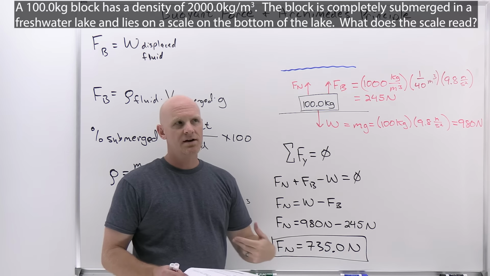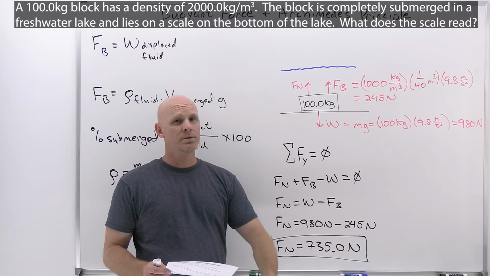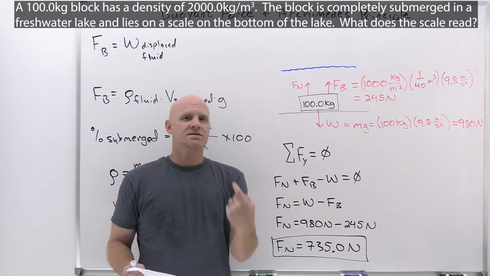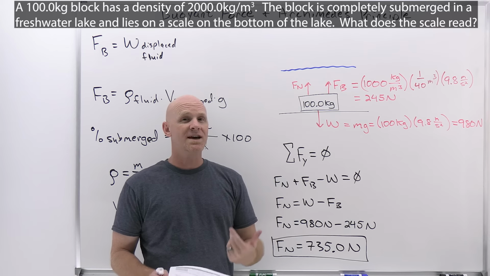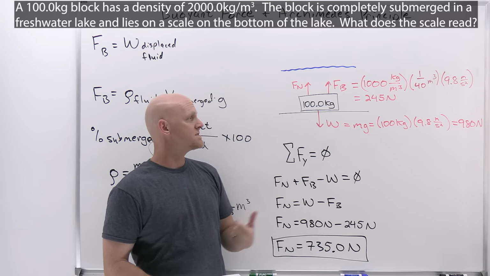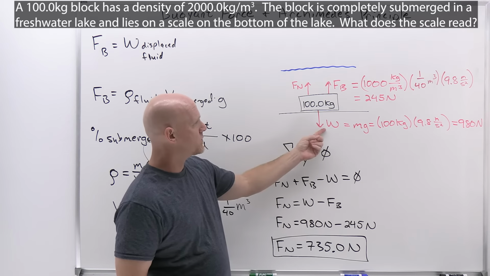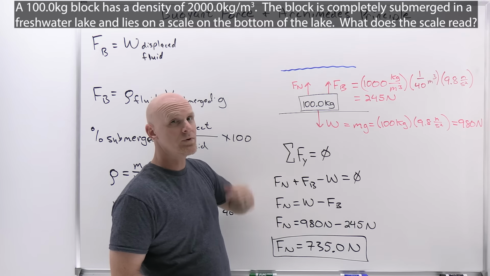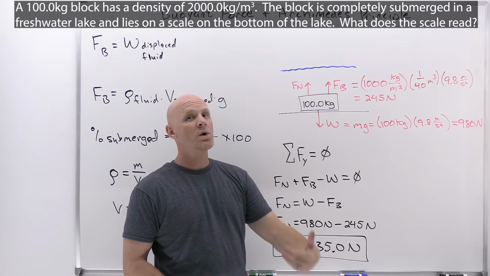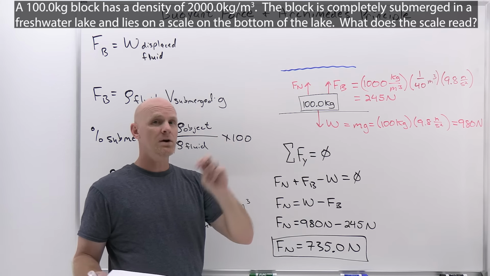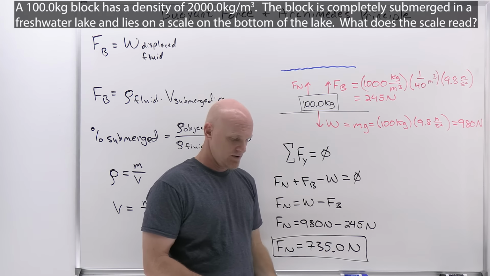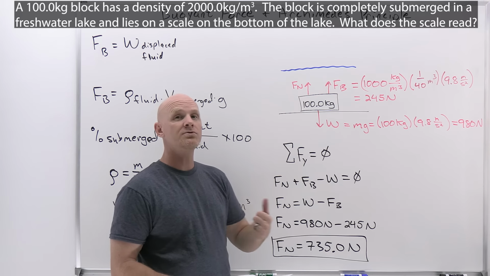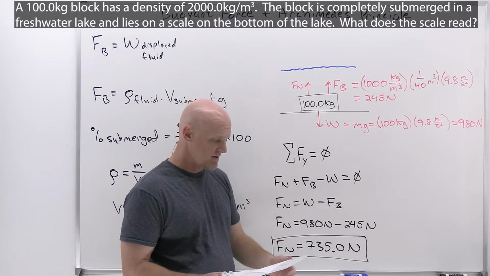Again, what a scale ultimately reads is normal force. You're pushing down on the scale exactly what the scale is pushing back on you with. The scale reads normal force, technically. In this case, because you're underwater, part of your weight is being balanced by the buoyant force. And so the scale doesn't read your entire weight, only a portion of it. That's why you appear to be lighter underwater. Your weight's no different. It's just that your buoyant force is counteracting part of that weight so that the normal force doesn't have to counteract all of it by itself.